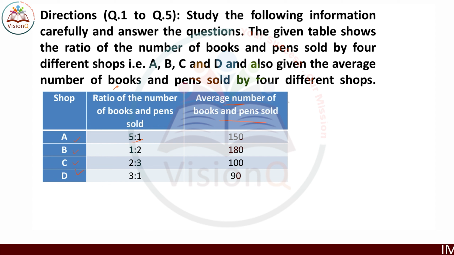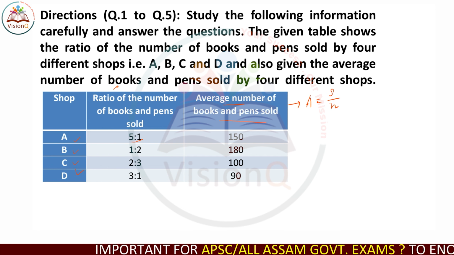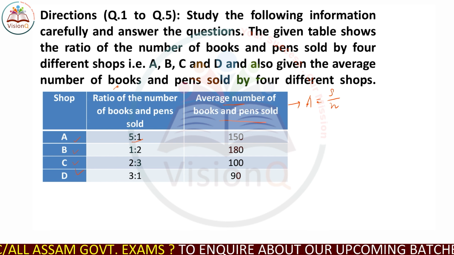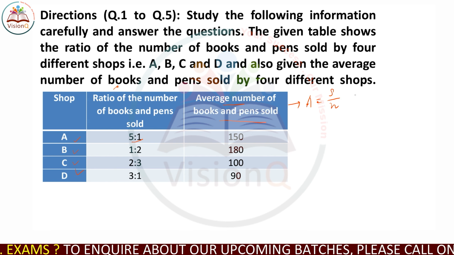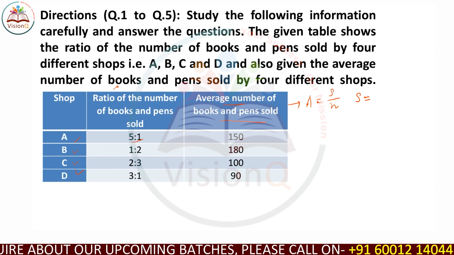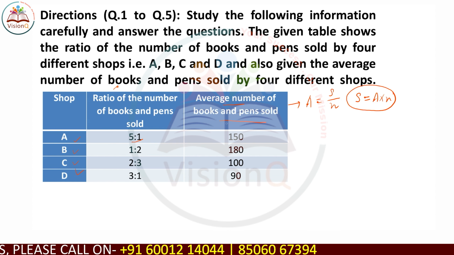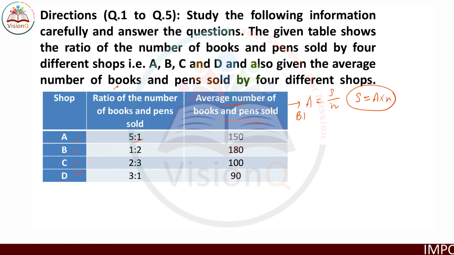Now we all know that average is nothing but what? Sum by number of observations. If I add the total and divide by the number of observations, I will get the average of these books and pens. Now from this I can find the sum. The sum can be found by multiplying average into n. Now if the average is given, you can find the sum of the books and pens sold by these four shops. So I can find books plus pens sold by these four shops. To find the sum, the formula is average into n.